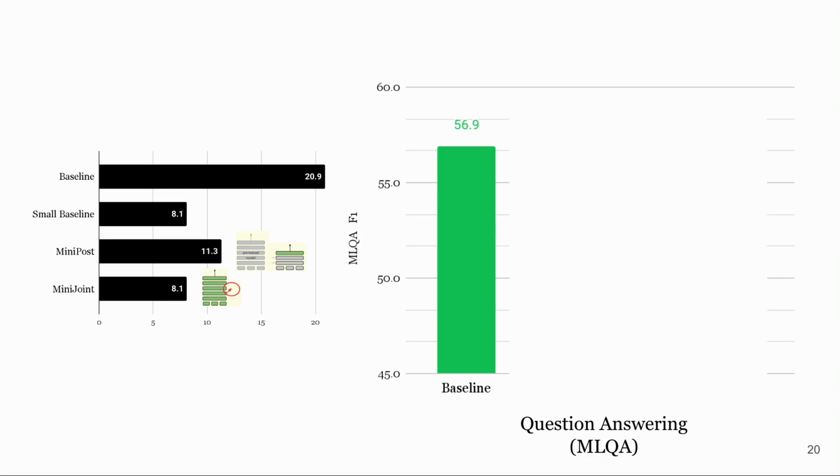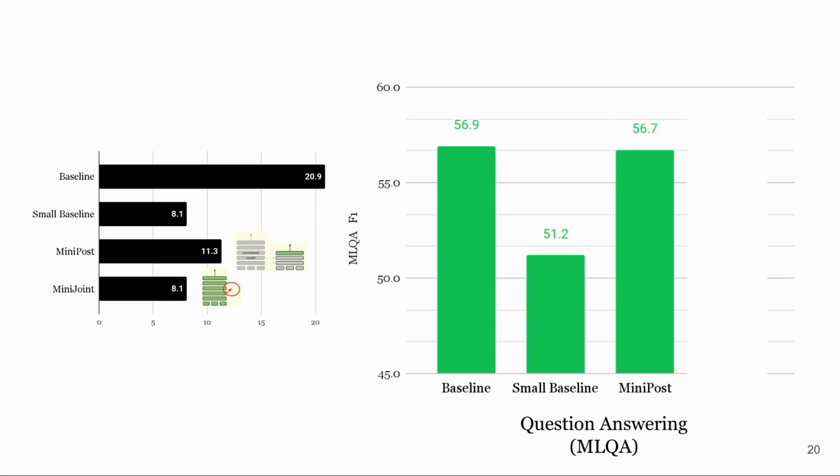Extractive question answering, MLQA. Here, given a context text and a question, the goal is to predict the answer span from that context. So the baseline scores a 56.9 F1 on MLQA. The small baseline scores 51.2. And MiniPost and MiniJoint almost entirely recover the performance of the baseline.